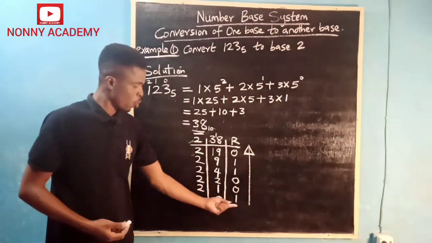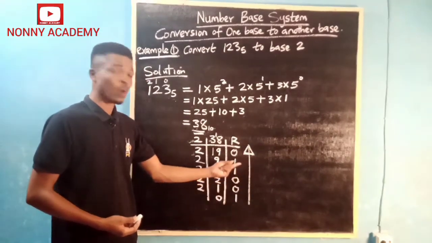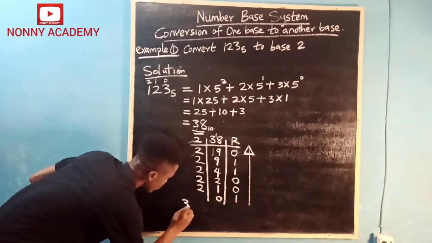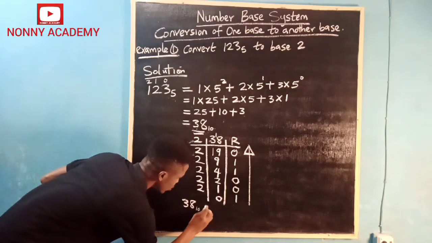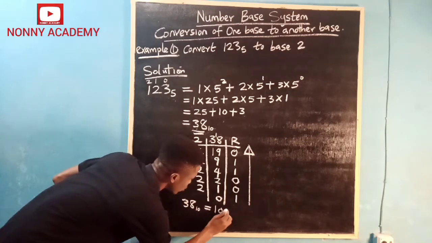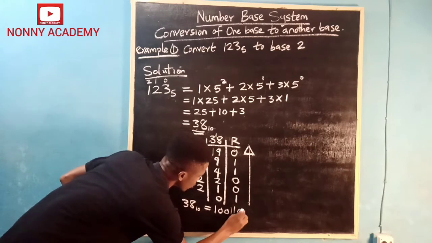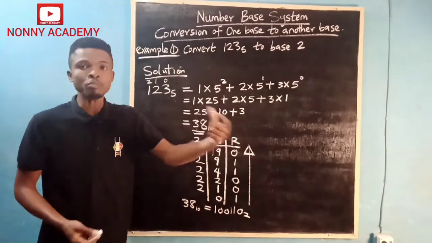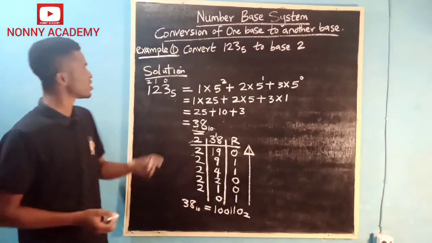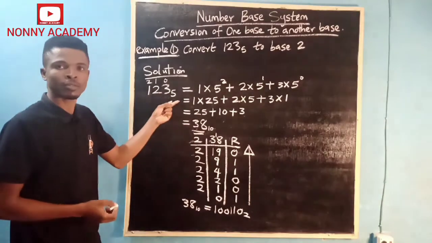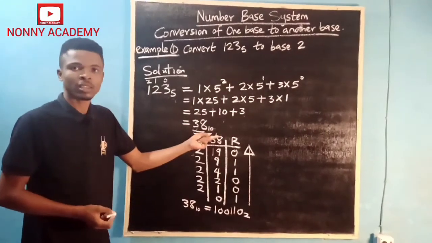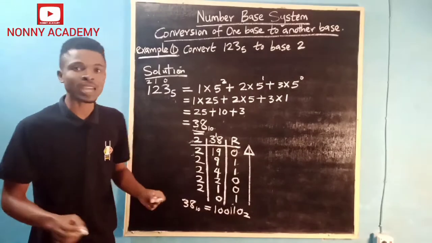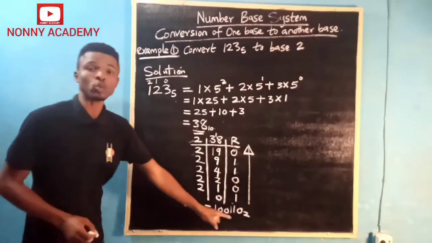Now the answer will be 100110 base 2. Now I have 38 base 10 is equal to 100110 base 2. That is for 38 base 10 to a number in base 2. Then my final answer, since 123 in base 5 gave me 38 base 10, and 38 base 10 now gives me 100110. Automatically, this is equal to this.